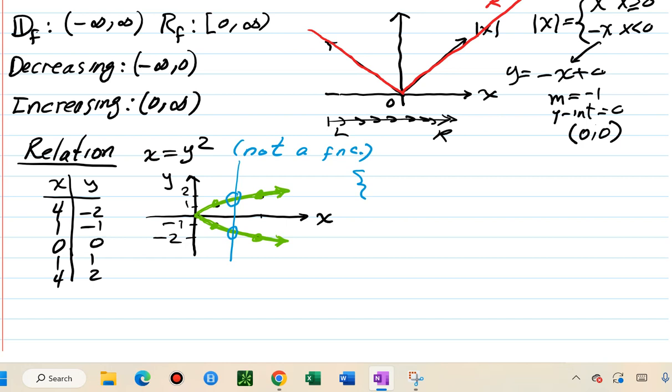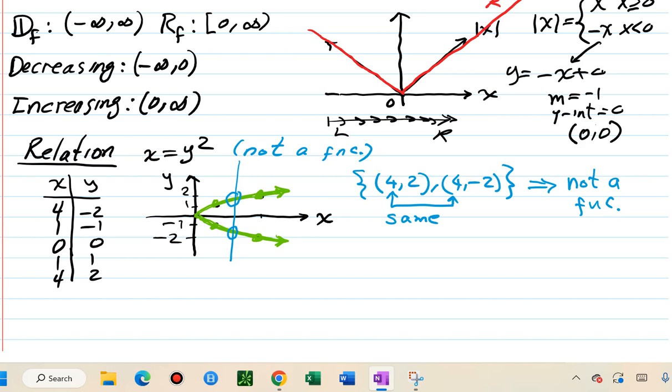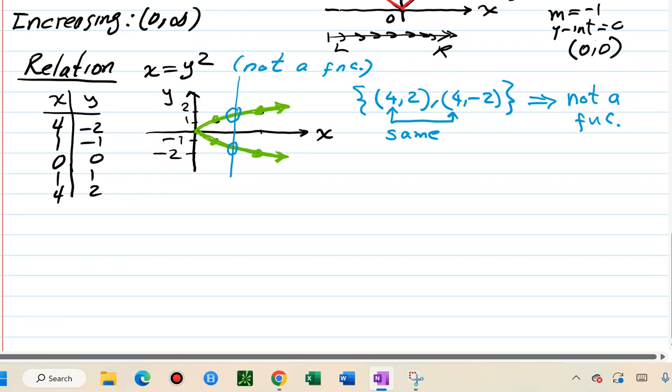And you can see for this one, for instance, when x is 4, y is 2. When x is 4, y is negative 2. Correct? Right in here. 4, negative 2, and 4, 2. So in those two ordered pairs, see, those are the same. So this relation implies that this is not a function. But we do work with this eventually in a different capacity, so it was worth mentioning it.